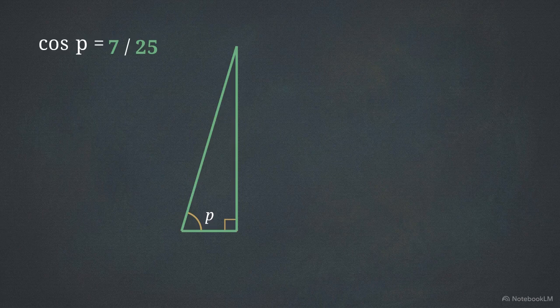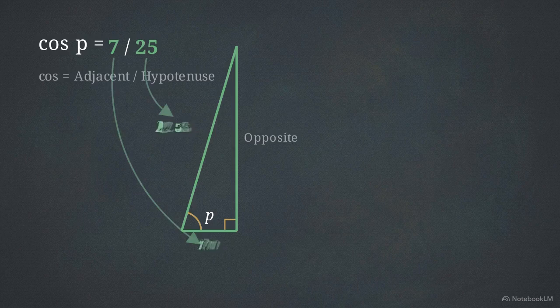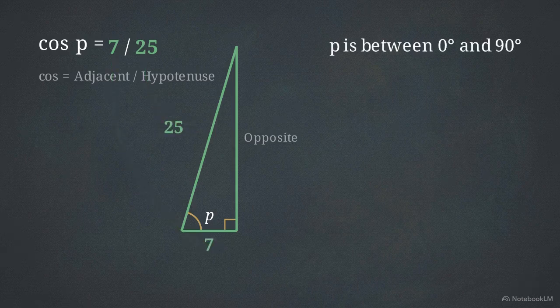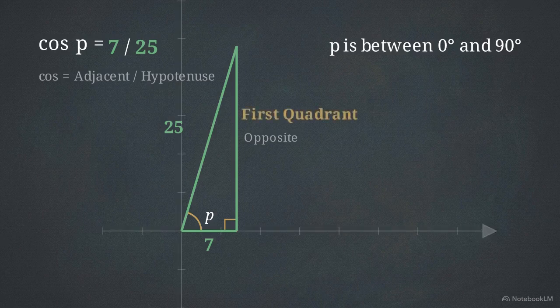Our question says cosine p is 7 over 25. Since cosine is the adjacent side divided by the hypotenuse, we know our triangle has an adjacent side of 7 and a hypotenuse of 25. The question also mentions that p is between 0 degrees and 90 degrees.